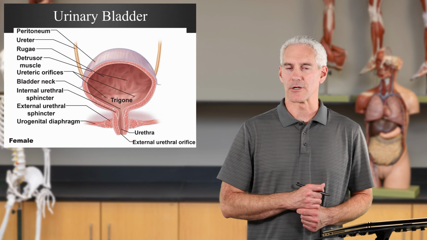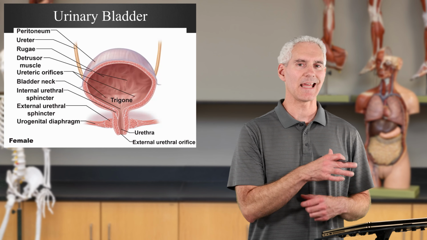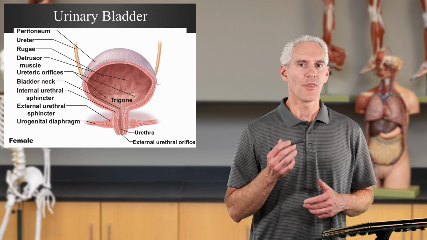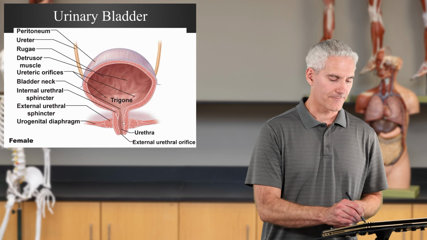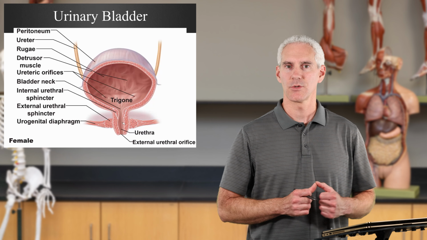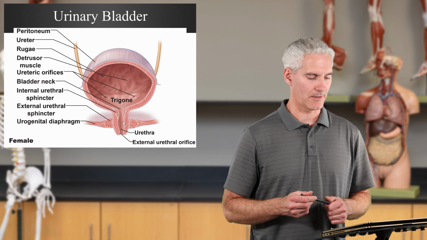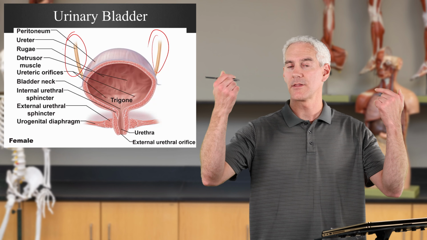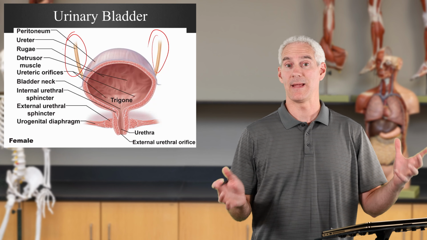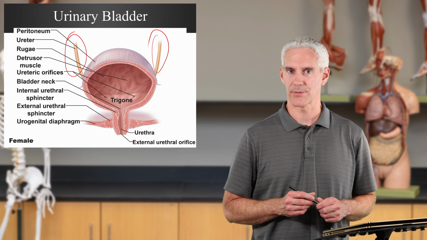All right, urinary bladder. What we're looking at here is a female system. The way we know that is the short urethra. But for this purpose, everything else we're looking at is the same, male or female. You have the ureters coming down the posterior side. Doesn't matter if it's male or female, that happens for both.